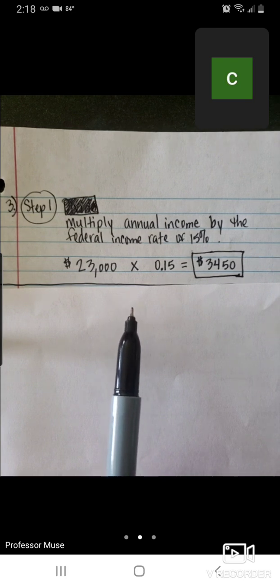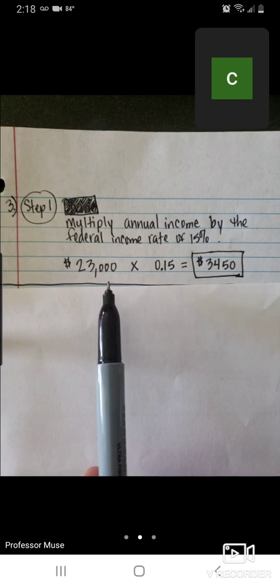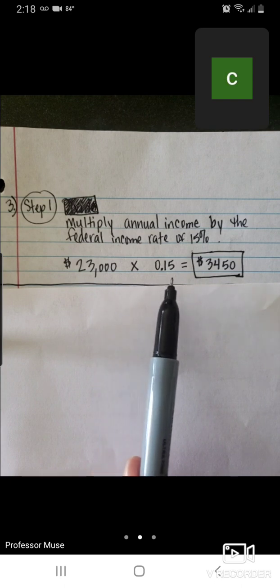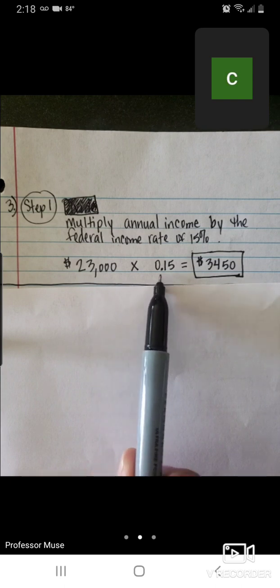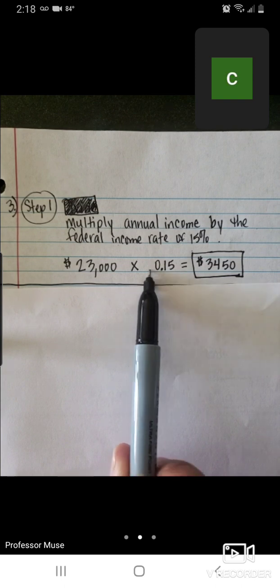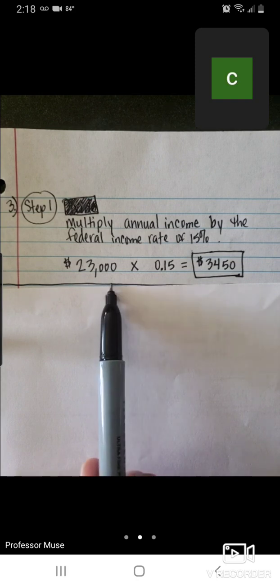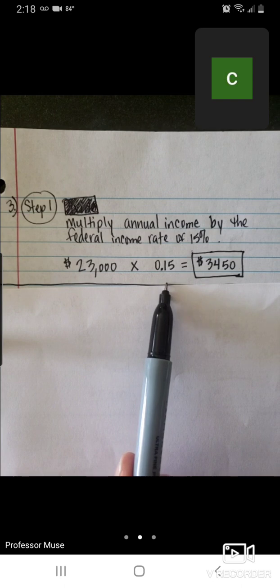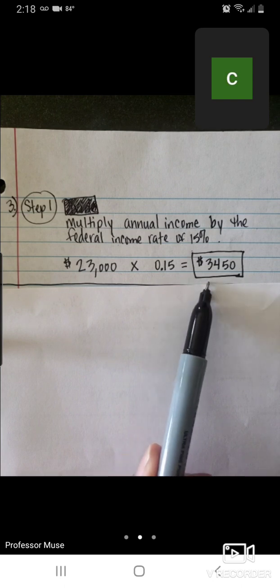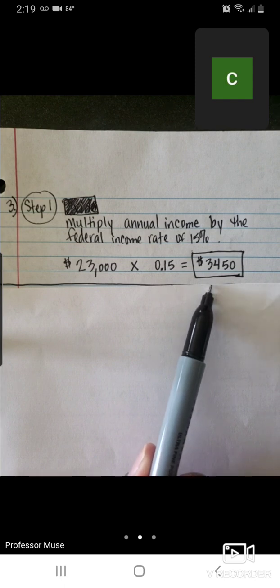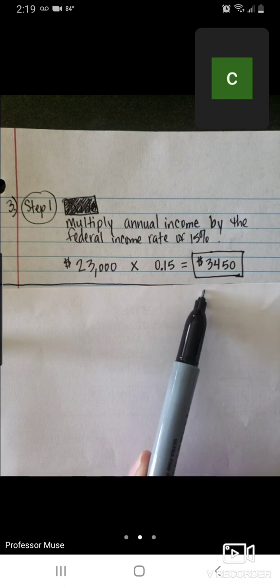What you want to do is when you're given an annual income, you want to multiply it by the federal income rate given. In this case, you see that we changed the 15% to a decimal, 0.15. So you just want to multiply these two quantities, 23,000 times 0.15. That's going to give you a total of 3,450. So the amount that Jaden is expected to pay in federal income tax would be 3,450.